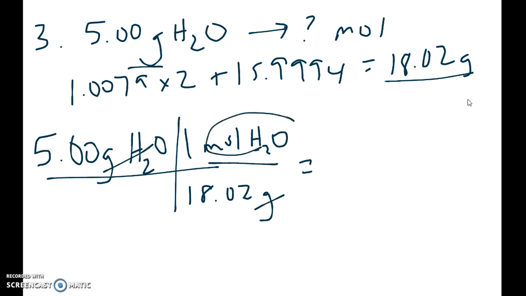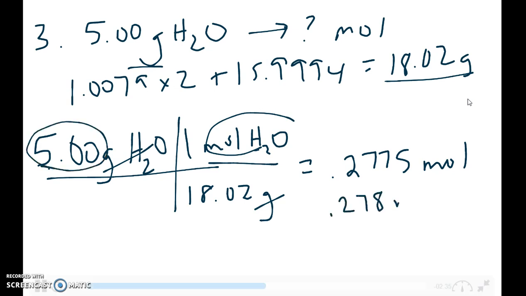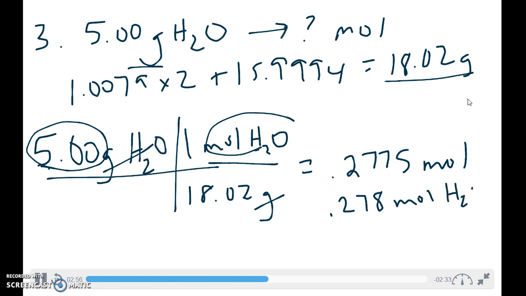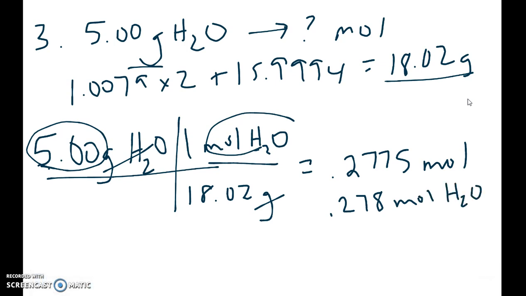My answer out of my calculator, I get 0.2775 moles. But I can only have 3 sig figs, so 0.278 moles of water. So 5 grams isn't quite a mole, which makes sense. I would need 18 grams to have 1 mole of water, and I only have 5, so not quite there.